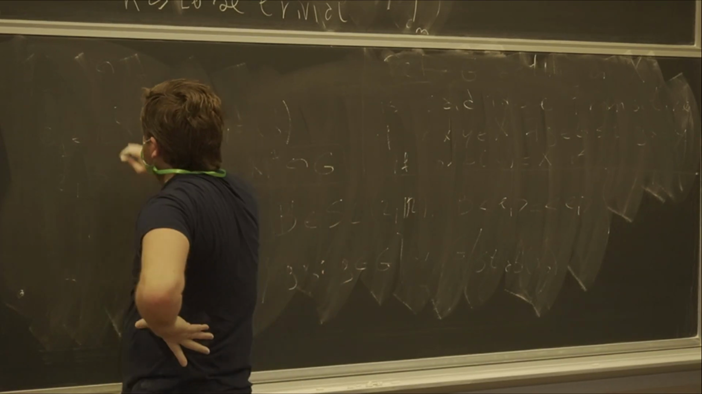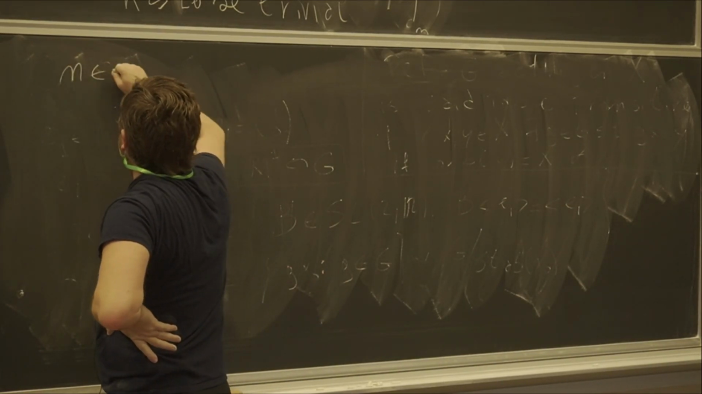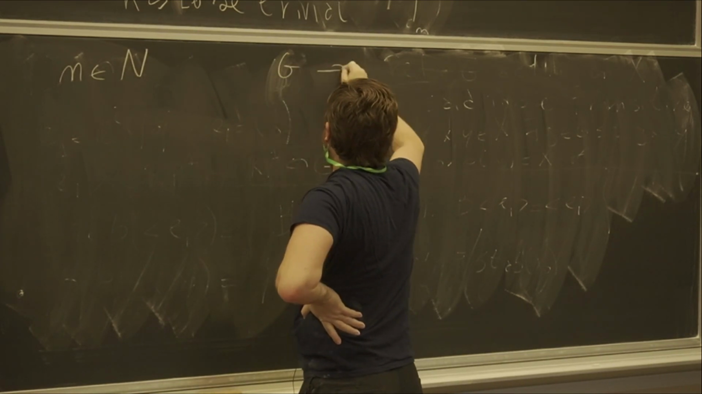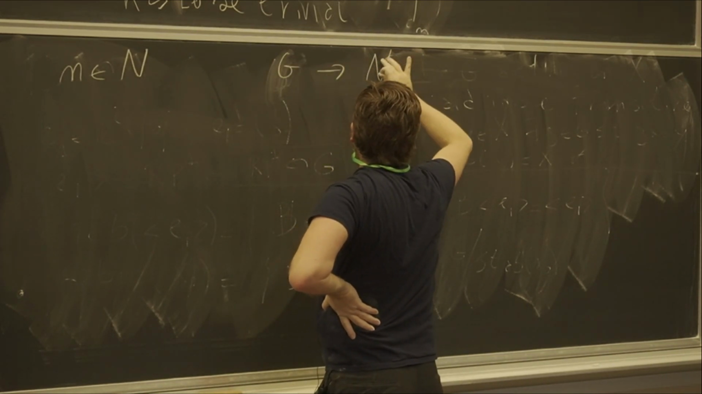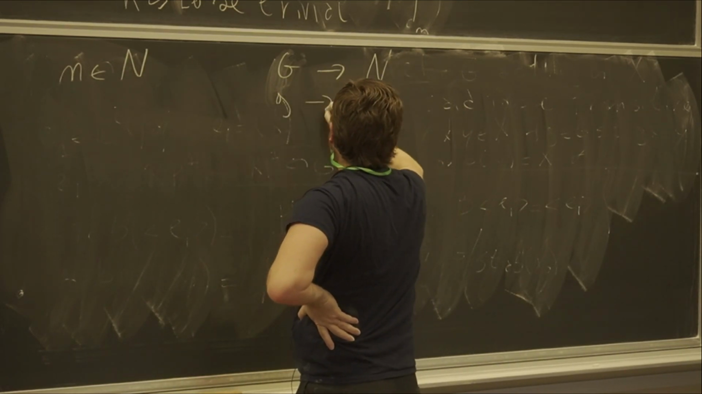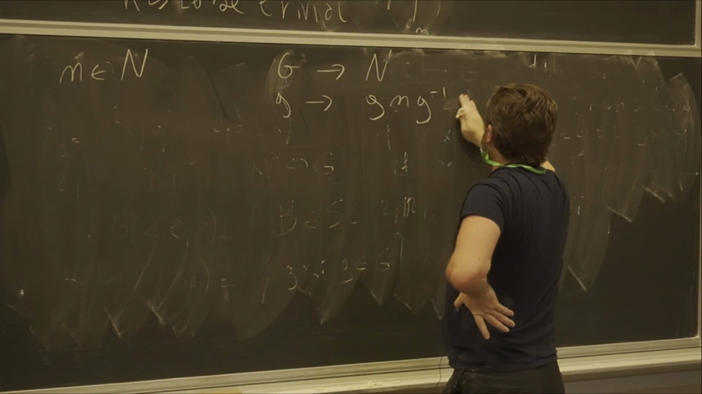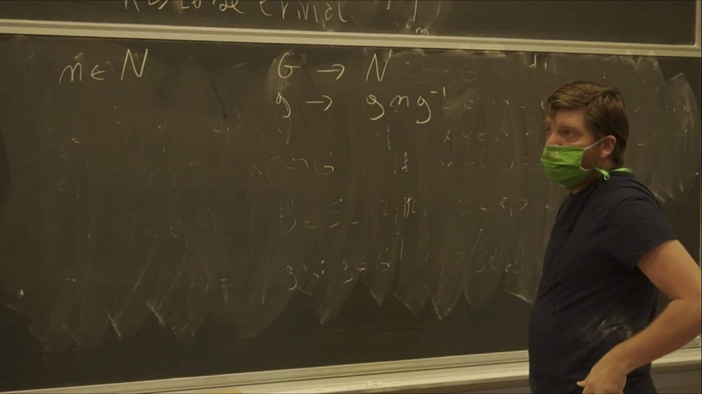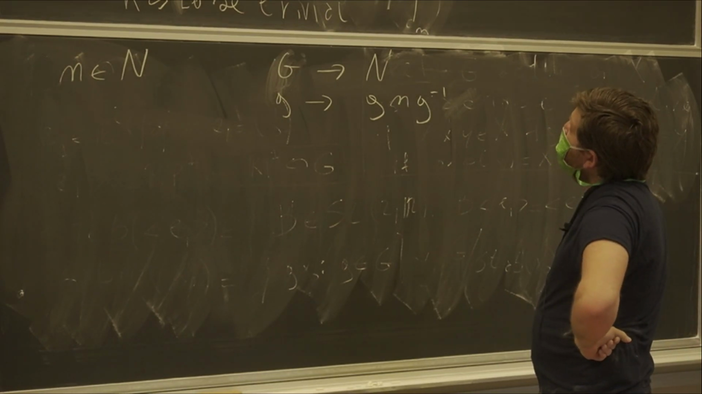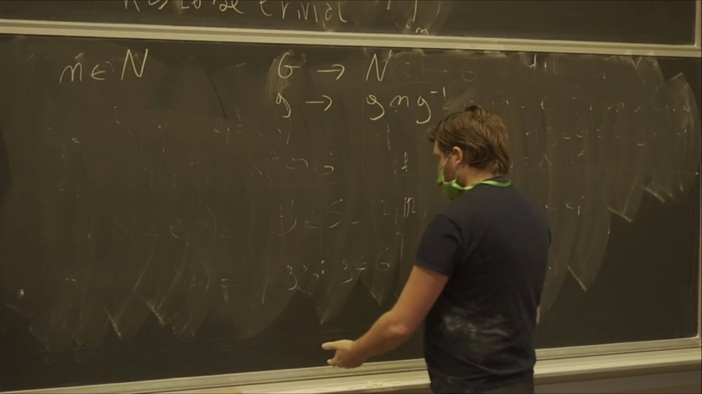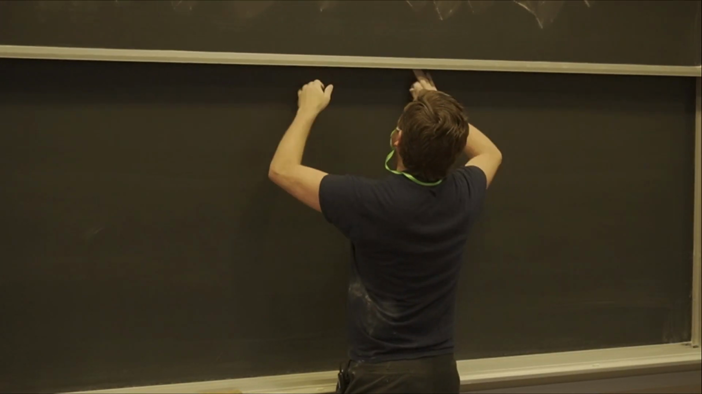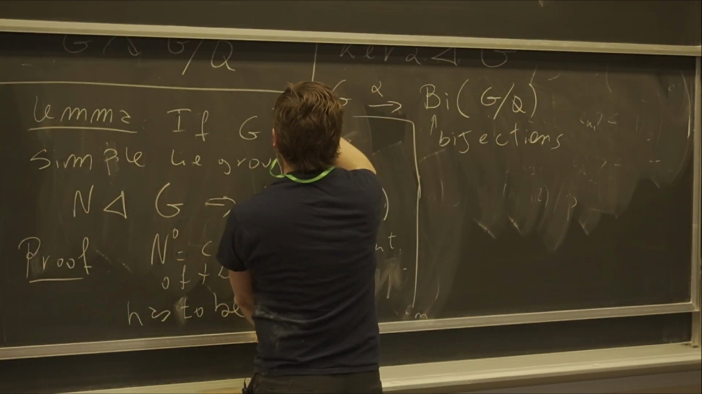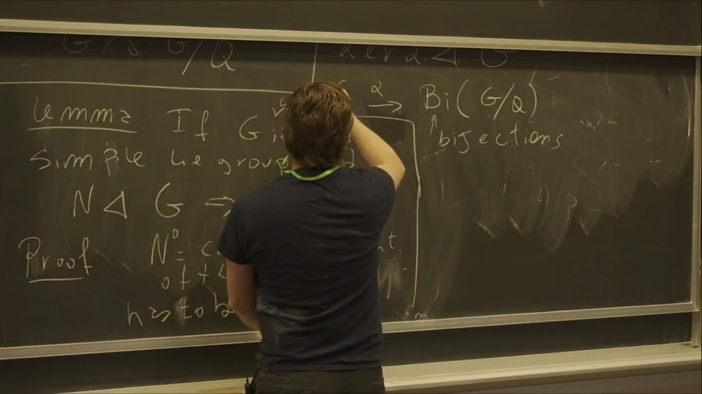But in any event, given n in N, take this map from G to N, which maps g to g n g inverse. And normality tells me that this is what it is. Now, I didn't say it, but I want G to be connected. So let me put that G is connected. For all interesting situations, it is connected.